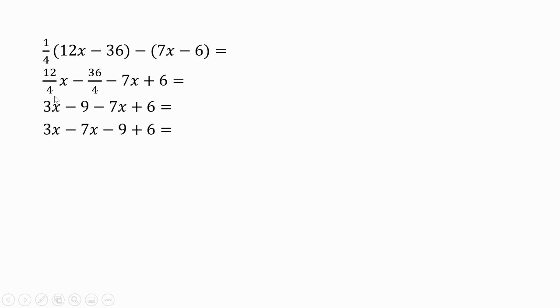The negative 7 and the 3 go together as alike, and the negative 9 and the 6. Add the opposite for both of those, and I get negative 4 and negative 3.